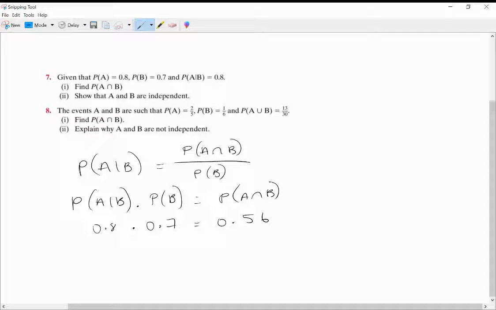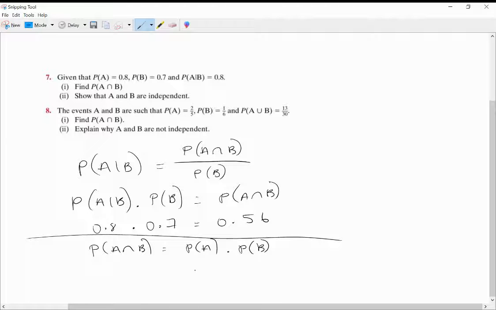And it says, show that A and B are independent. Well, the rule for being independent is that the probability of A intersection B is equal to the probability of A times by the probability of B if the two events are independent. So I have 0.7 times 0.8 for A and B. It's actually the other way around, but so you know, which is 0.56. So it is independent.